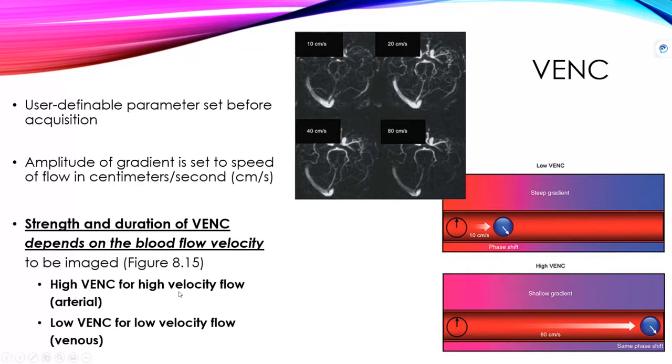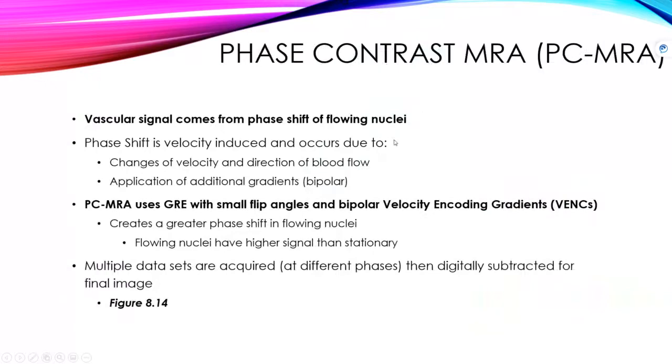And a high VENC is for high velocity or fast flow, and a low VENC is for low velocity or venous flow. Any questions on this? Always associate VENC with phase contrast MRA. They go hand in hand.